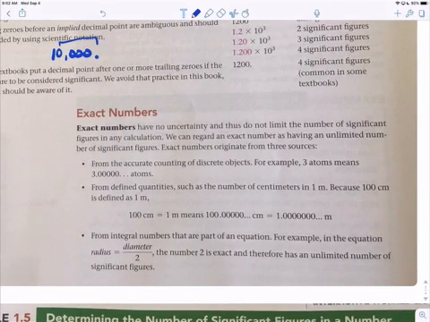And then we have exact numbers that have an infinite number of sig figs. So things like I have 2 hands. It's not 2.0, it's not 2.00, it's 2 with infinity as far as the sig figs. I'm really sure that I have 2 hands, at least at this moment. I hope that doesn't change.